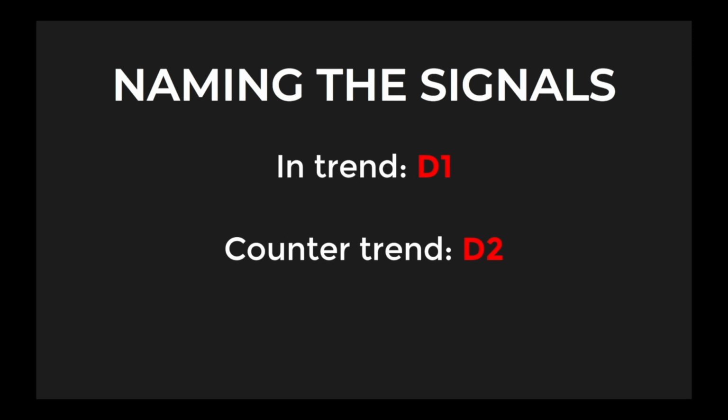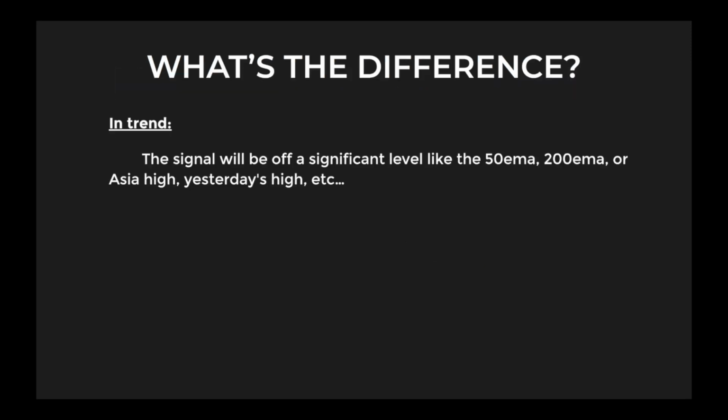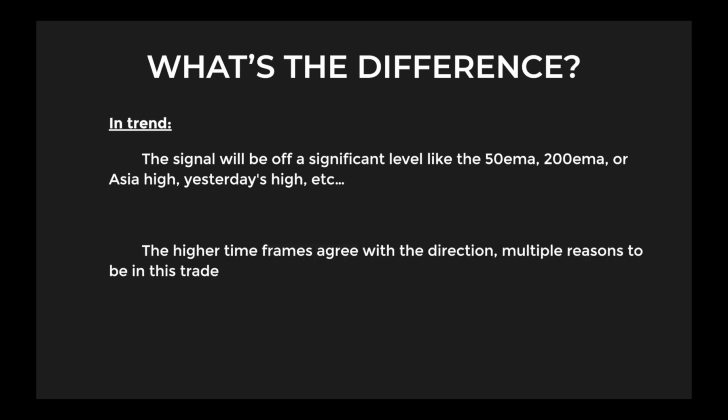The differences, again, are in trend, D1, counter trend, D2. Write this down, screenshot this, you don't want to forget it. In trend is D1 entries, counter trend is D2. So what's the difference? The in trend trades are going to be off significant levels, whether it's 50 EMA, 200 EMA, yesterday's high, Asia high, something like that. It's going to be off a significant level, and the higher time frames are going to agree with the direction. So you're going to have multiple reasons to take that trade.